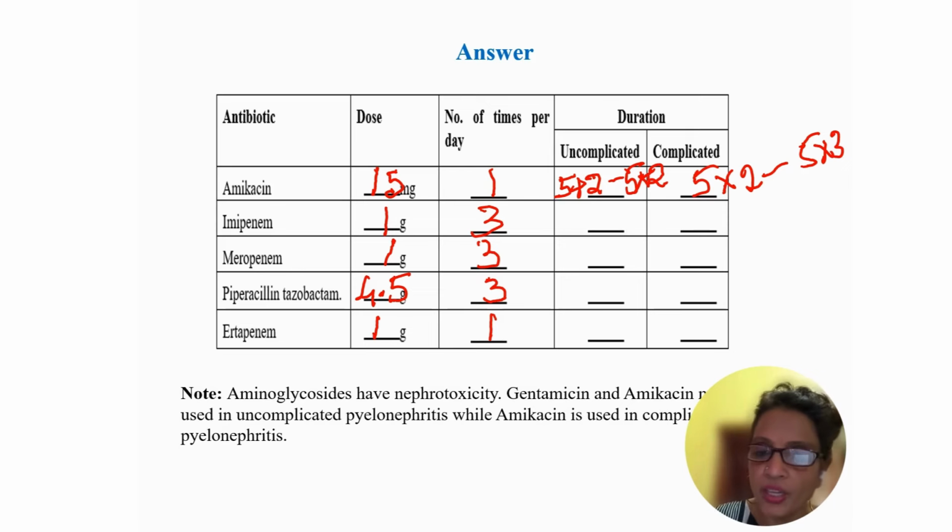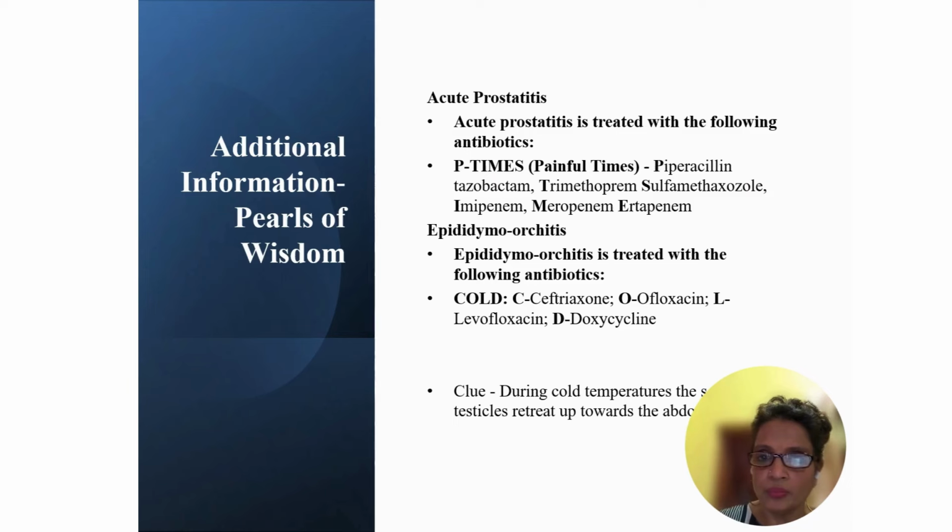Aminoglycosides have nephrotoxicity. Gentamicin and amikacin may be used in uncomplicated pyelonephritis, while amikacin can be used in complicated pyelonephritis. Compared to gentamicin, amikacin is more kidney friendly. It's only a comparative term. Now, I want to give you additional pearls of wisdom.